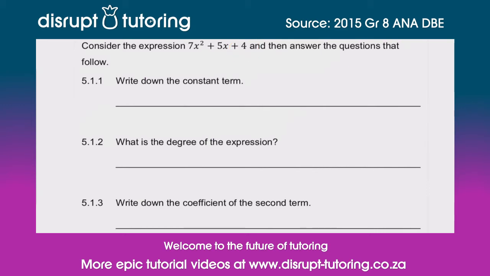Why is 4 our constant term? Because it's not attached to a variable. That means it doesn't matter what the variable is, 4 will never change. It will stay the same. Right, with that background, let's try and answer these questions.